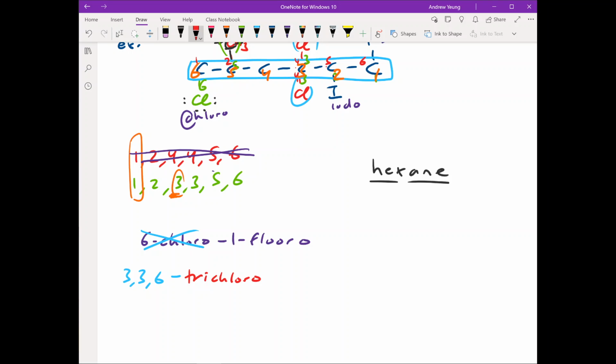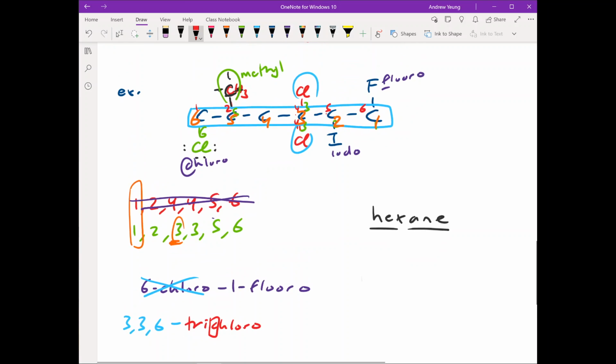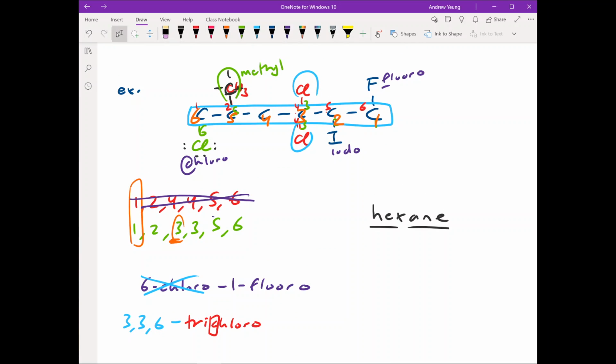We always need the mono, di, tri. We still alphabetize it based on C, so that part's still fine. So 3,3,6-trichloro, 1-fluoro. Sometimes you can just sort of, yep, got that one, got those ones. The only two that are missing are the iodo and the methyl here.